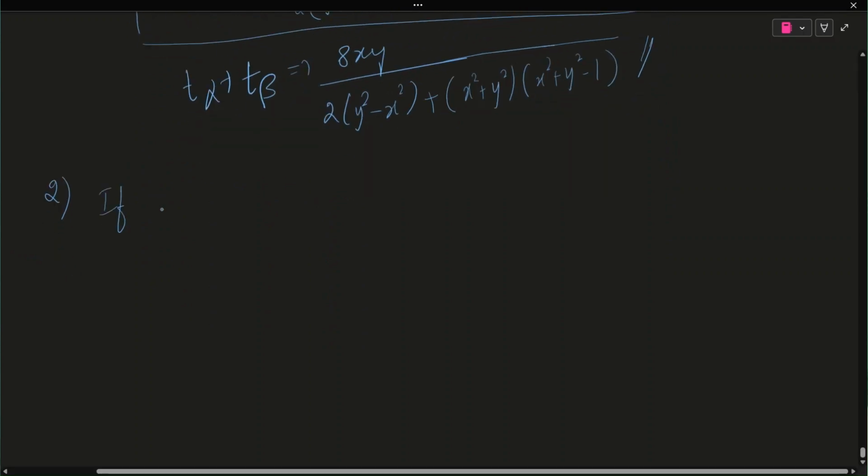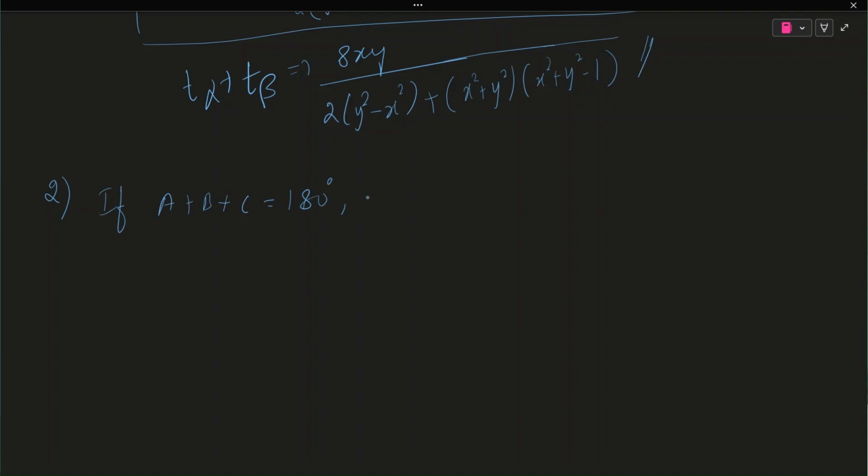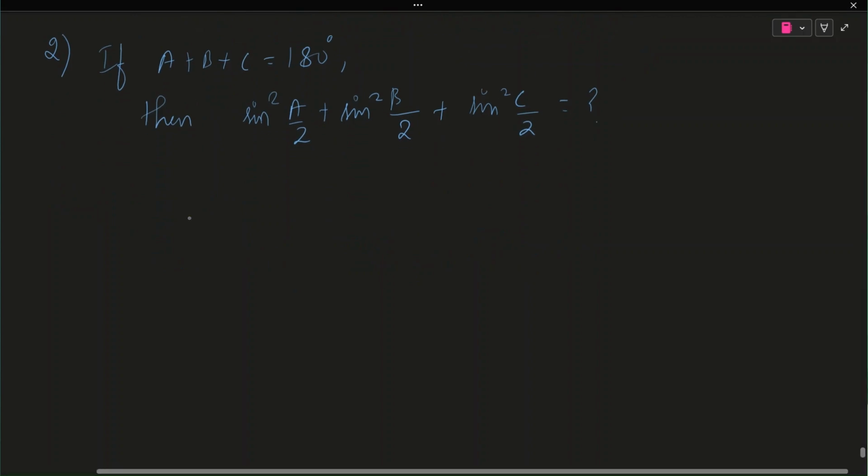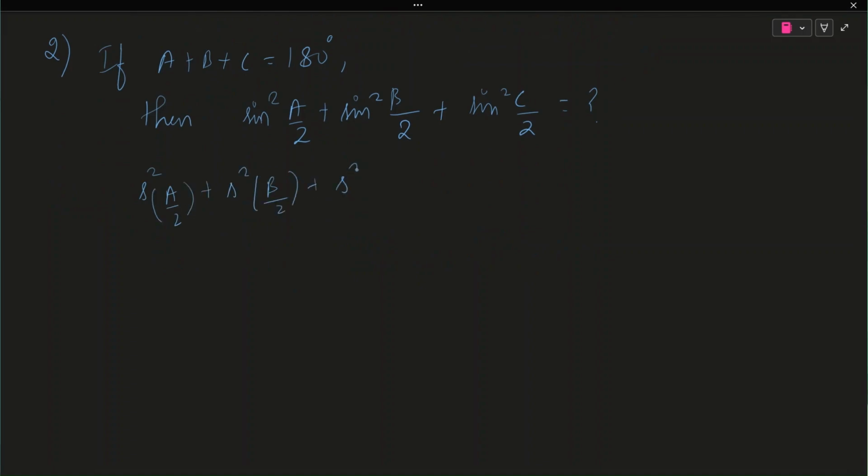If given A plus B plus C is equal to 180 degrees, and it won't be that complex, this one would be really easy. Then sine square A by 2 plus sine square B by 2 plus sine square C by 2 is equal to sigma. They are asking us to find it. So sine square A by 2 plus sine square B by 2 plus sine square C by 2.